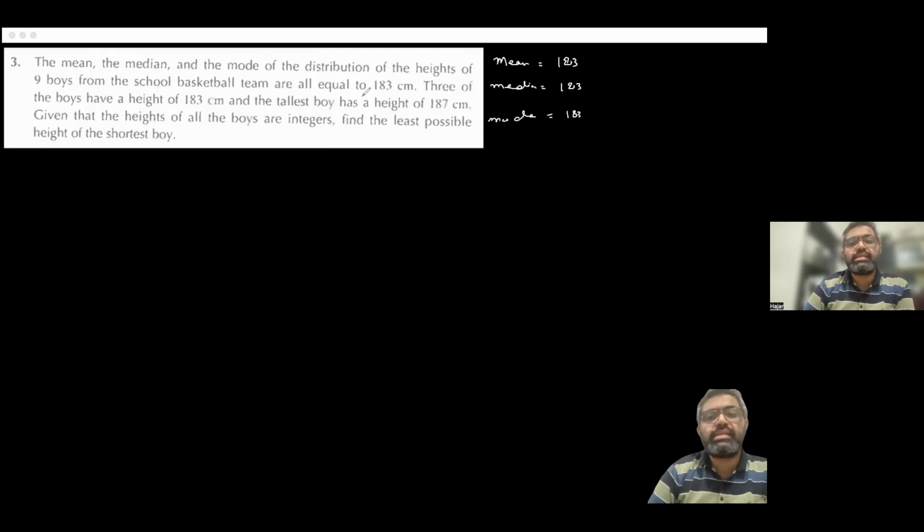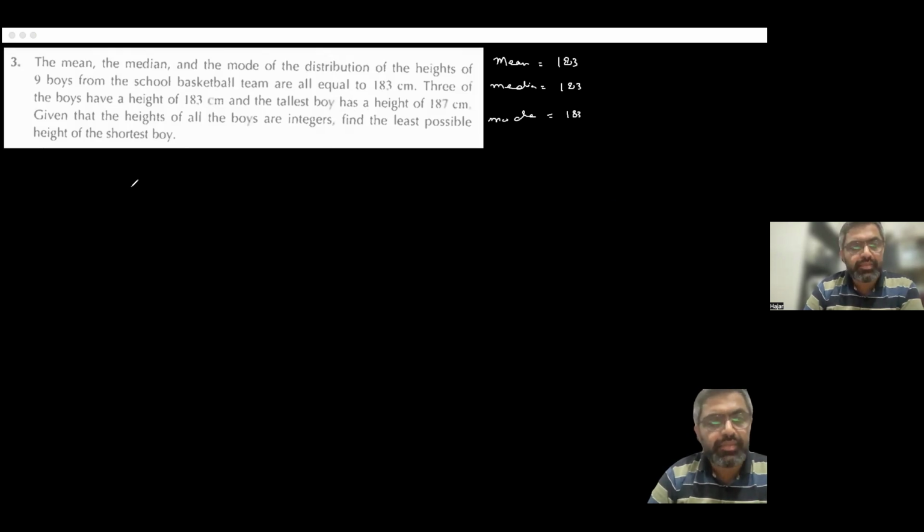And there are some more conditions given. 3 of the boys have a height of 183, and the tallest boy has a height of 187. All of the boys' heights are integers, there's nothing fractional. So we have to find the least possible height of the shortest boy.